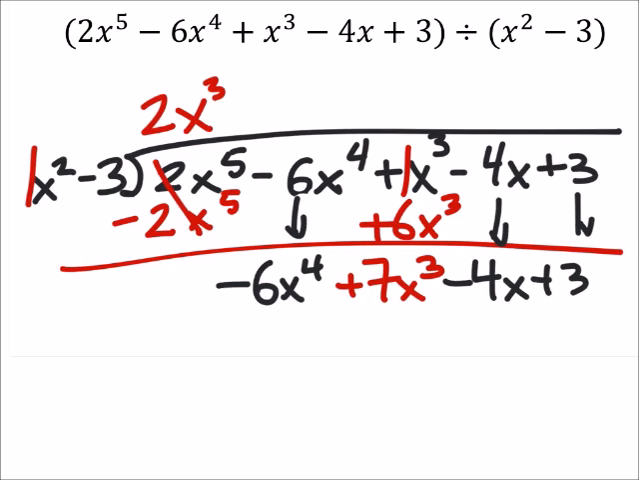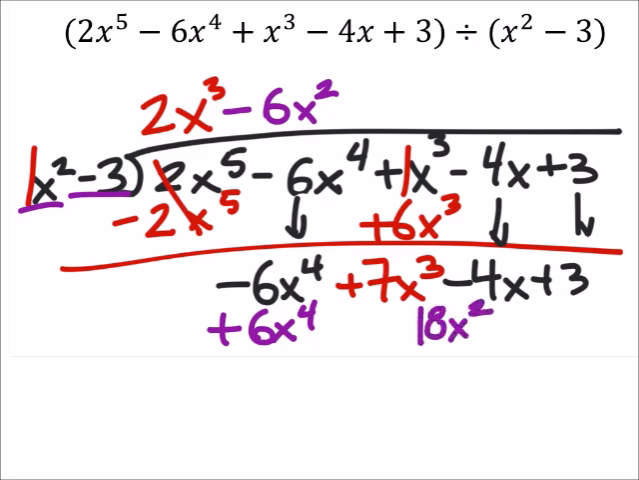Well, let's continue on with this. We have this leading term now, which is negative 6x to the power of 4. Let's just look at the numbers. 1 will go into negative 6, negative 6 times. And if I have x squared, and what we need is an x to the power of 4, we need 2 more x's, so I have x squared there. Now when I multiply these, I get negative 6x squared times this x squared, which would give us negative 6x to the power of 4. But of course, we change the sign there to plus. Then we do that negative 6x squared times this negative 3, which would be 18x squared. And then we'll subtract that out.